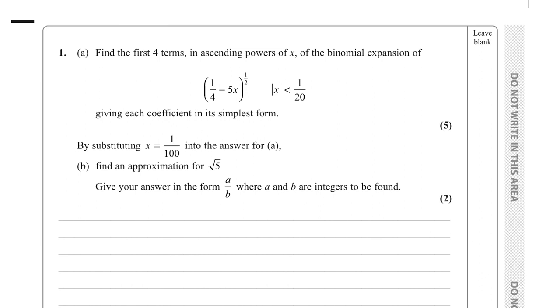Now, straight away you should be thinking, this is simple. Why is this simple? Because this is in the formula book. When we look at the formula book, the formula starts like this: 1 plus x to the power of n, where the modulus of x is less than 1.